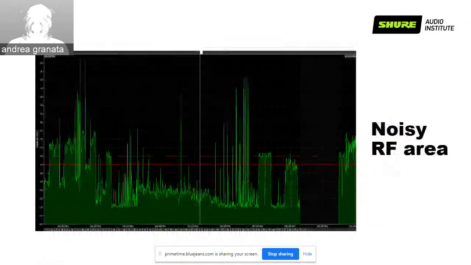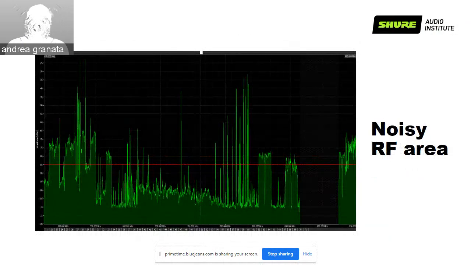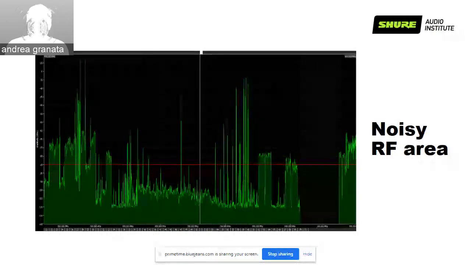And this is a noisy RF area. So in this picture, we can see different players, and we can recognize different things that may look familiar to who's doing RF coordination often.